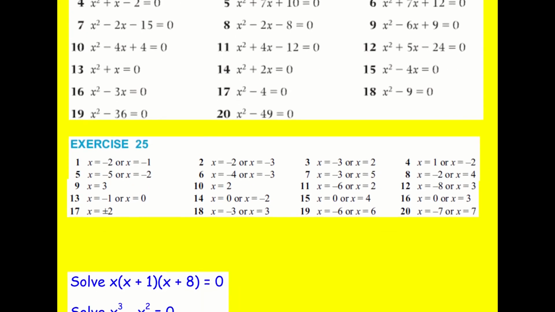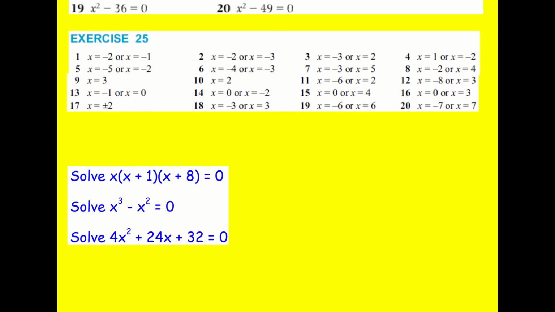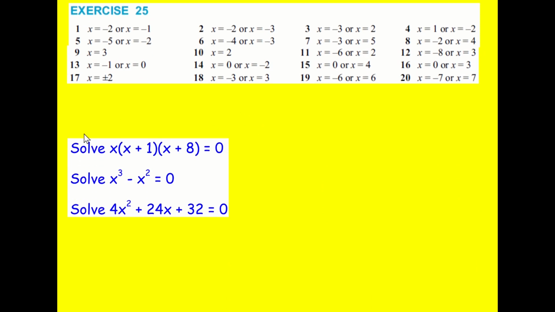And then finally, here are 3 challenge questions. If you've got those done, hopefully you can get onto these. I've not taught this. This is just pushing it on a little bit. See if you can have a go at these and send me your answers. Okay, good luck.